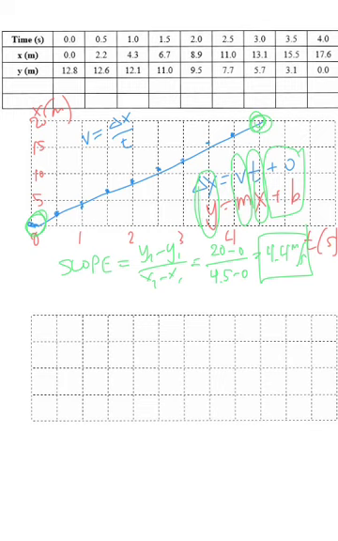So since the object was launched horizontally, that means the initial vertical velocity was 0. So with an initial vertical velocity of 0, we can look at the equation delta y is equal to v0 t plus 1/2 a t squared.